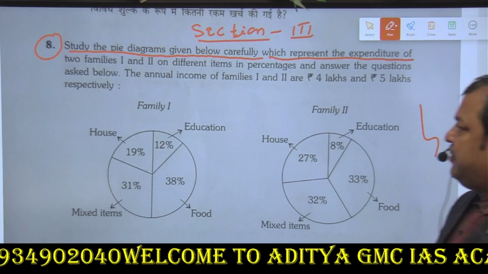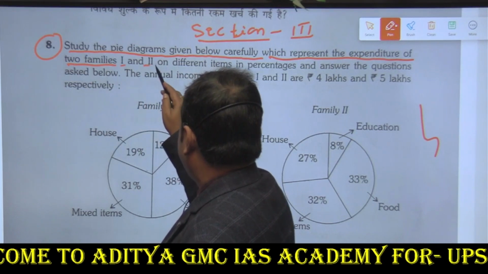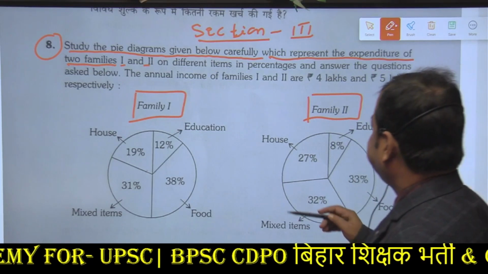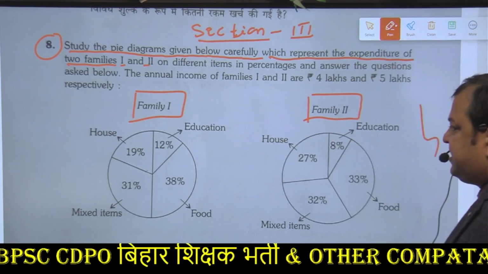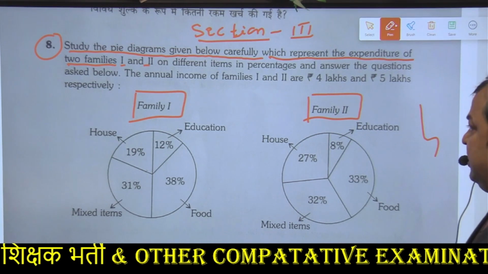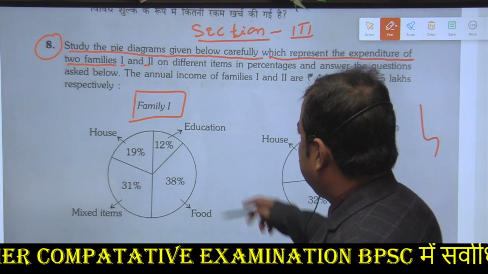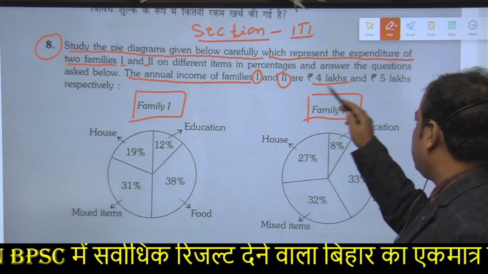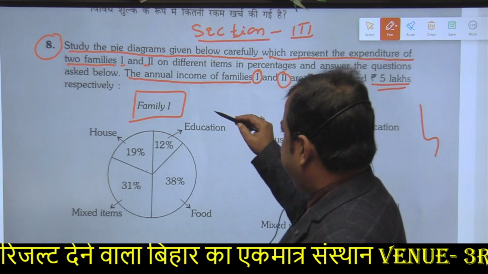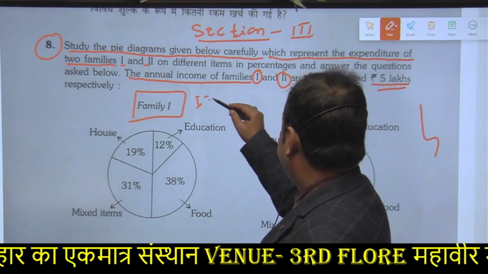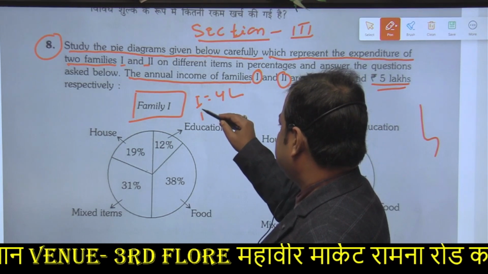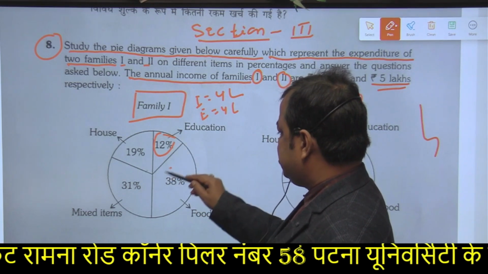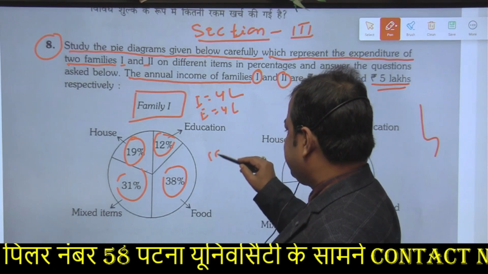the expenditure of two families 1 and 2, फैमिली 1 फैमिली 2, यानी दो परिवारों के कंपैरेटिव स्टडी का प्रेजेंटेशन इन दिस क्वेश्चन इज गिवन। So the annual income of families 1 and 2 are 4 lakhs and 5 lakhs, यानी in this question income equals to 4 lakh, and expenditure also 4 lakhs, because this plus this plus this plus this equals to 100%.